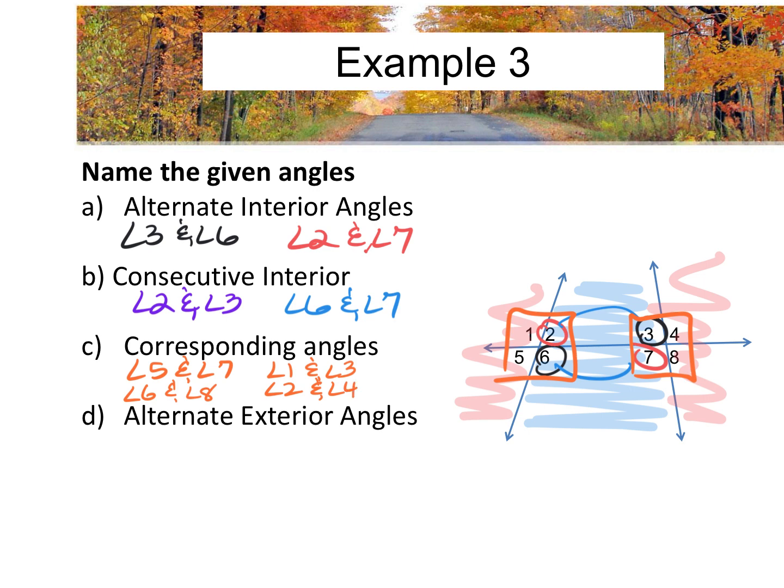Perfect. And then the last question, a pair of alternate exterior. So we're looking for angles in that red area. Anybody find a pair? There's only 2 of them. 1 and 8. And 1 more set. Joey? 5 and 4. Perfect. So in the homework, this is what you'll be doing. You're going to be identifying these special angle pairs.